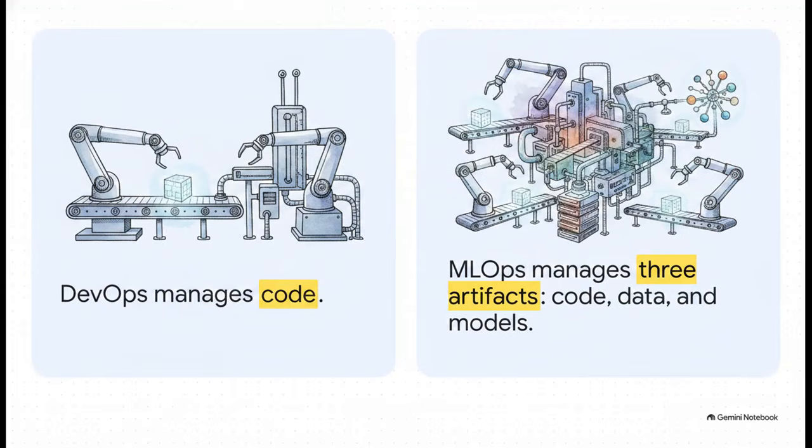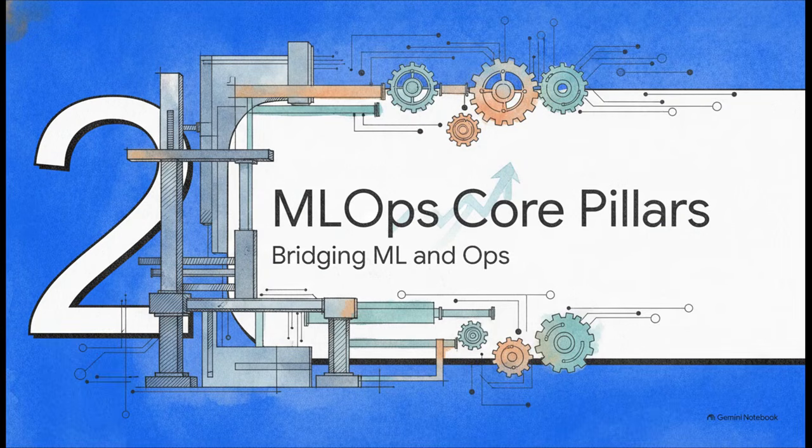So in traditional IT, DevOps is kind of like juggling one ball, right? You're managing the code. But MLOps, it's literally like juggling 3 balls at the exact same time: the code, the data, and the models themselves. Every single one of these artifacts has to be versioned, tested, and deployed with equal rigor, or the whole system just drops. Moving right along to section 2, defining MLOps core pillars.